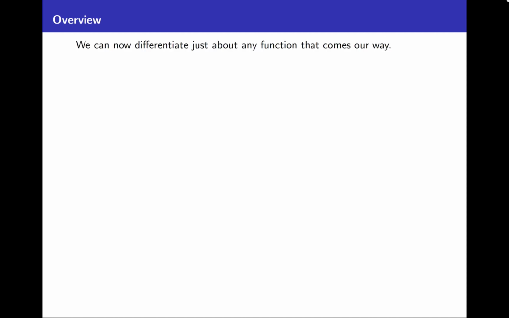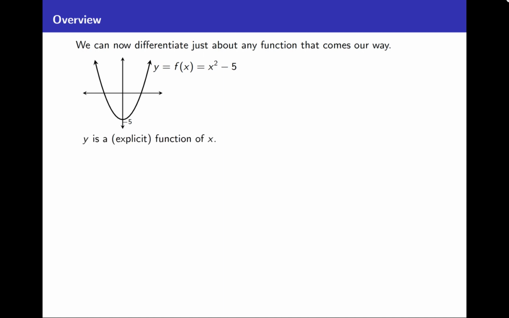With all of the rules we've developed so far, we can now differentiate just about any function that comes our way. For example, y equals f of x equals x squared minus 5. Here, y is a function of x. Given an x, you can find a definite y value corresponding to it. We might even say y is an explicit function of x. And we can find its derivative.